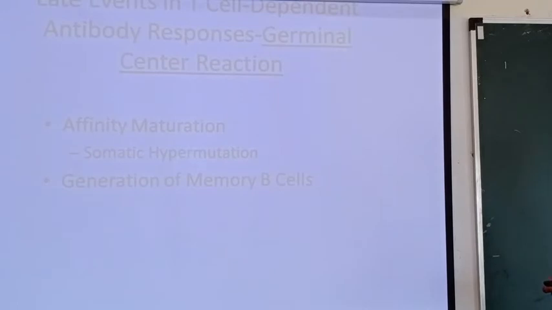Now there are T cell dependent antibody responses. How is it carried out in a germinal center reaction? First, affinity maturation is carried out. Then somatic hypermutation is carried out. Unless there is hypermutation, there will not be synthesis of the antibodies. So, generation of memory B cells.